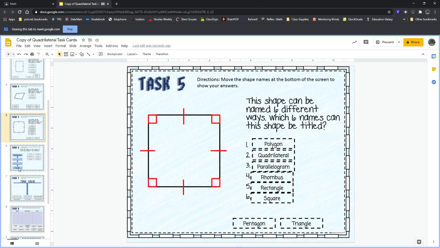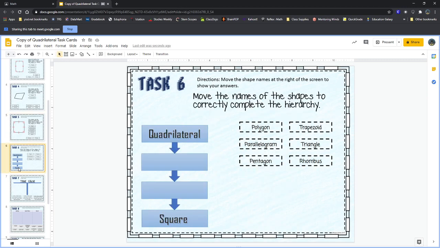I know this is where we stopped for our homework, but we're going to go a little bit further together. The next slide says move the shape names at the right of the screen to show your answers. Move the names of the shapes to complete the hierarchy. Okay? Hierarchy, very fancy word. What hierarchy means is kind of like the order, or you could say like what shape is the boss of the other shapes. So if you notice, quadrilateral is at the top, and then the arrow goes down and down and down.